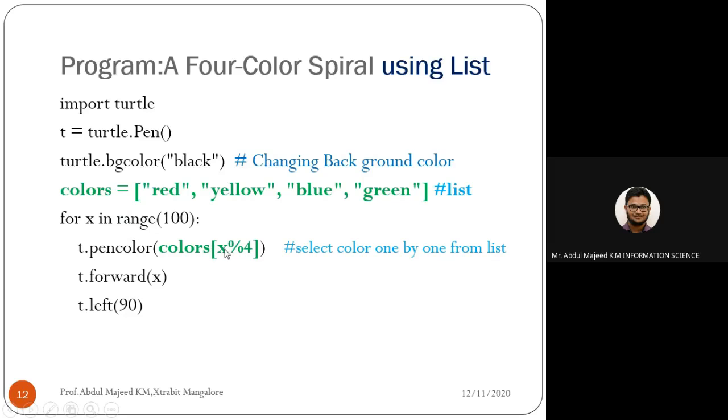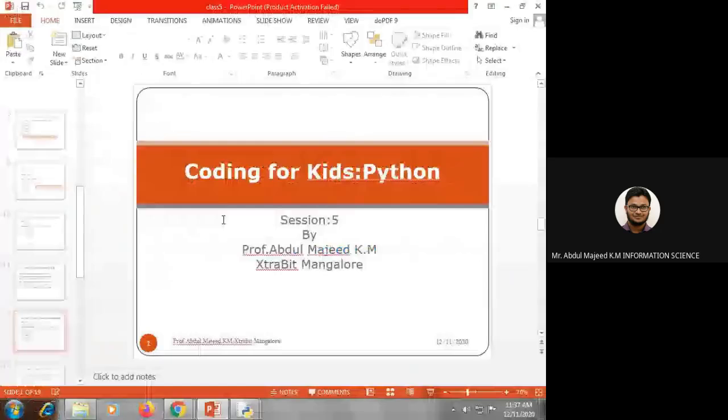Then x becomes 4, so 4 mod 4 equals 0, again red. Then x becomes 5, so 5 mod 4 returns 1, so yellow. Then blue, then green, then again red, yellow, blue, green. So this cycle continues to draw the sides of the rectangle. Clear? Let's execute this particular program so that you can understand how it works.